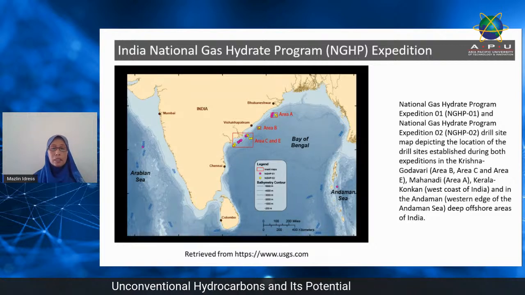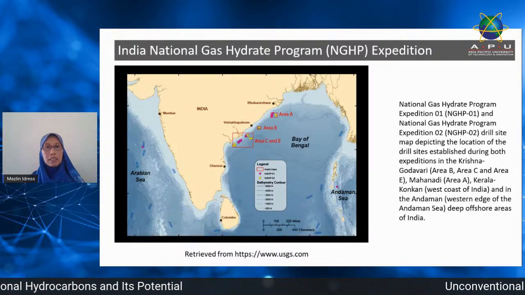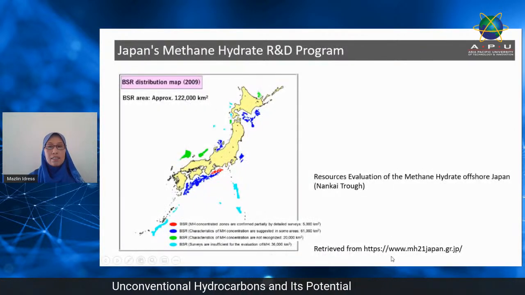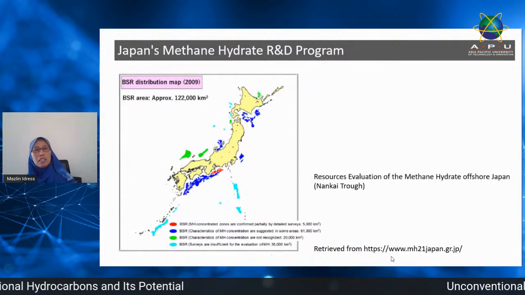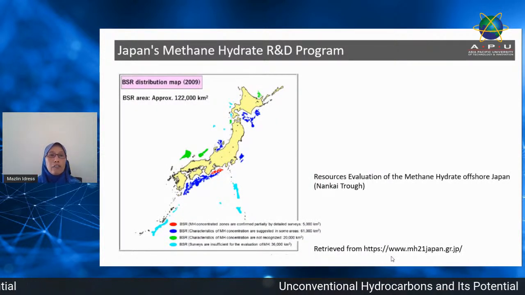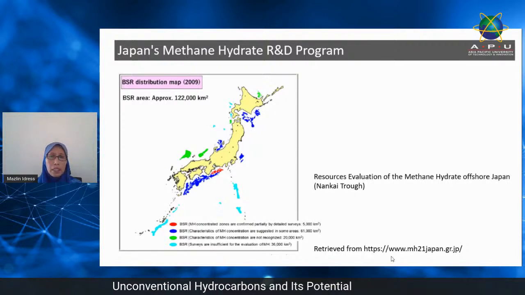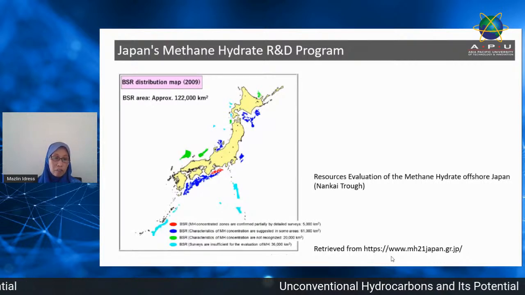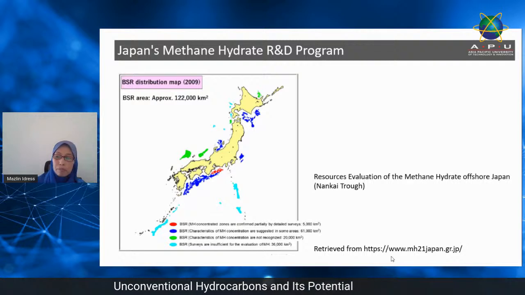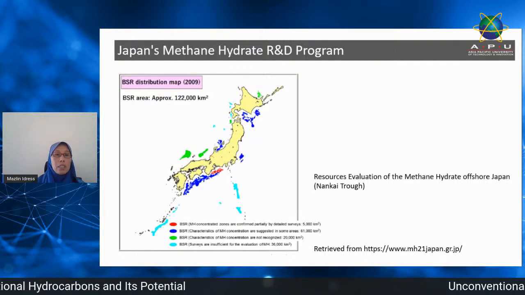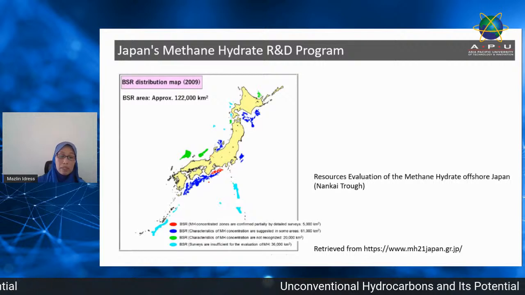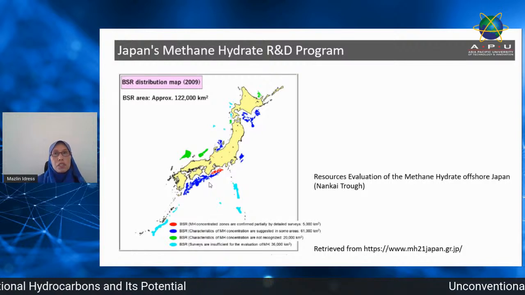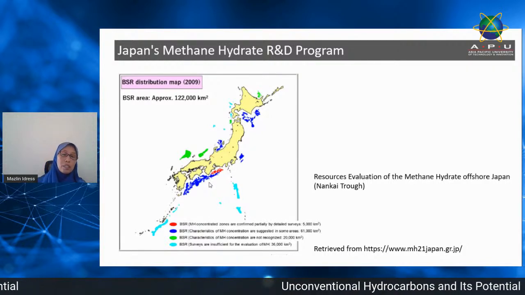Then in Japan, it starts off in 2009, and in 2013, Japan successfully extracted natural gas from frozen methane hydrate at this area. This is what we call the Nankai flow. They have successfully produced methane hydrate using the pressurization process, but there is basically no commercial or large scale production to date.